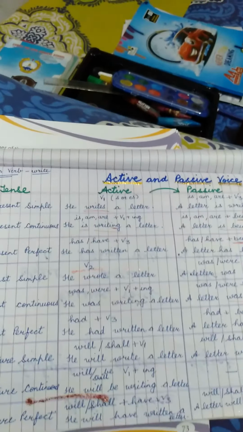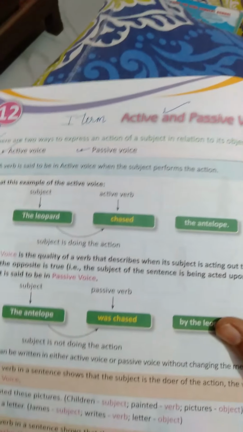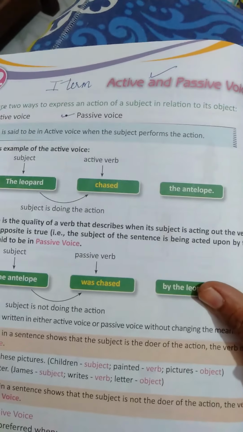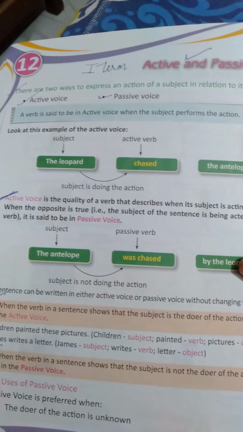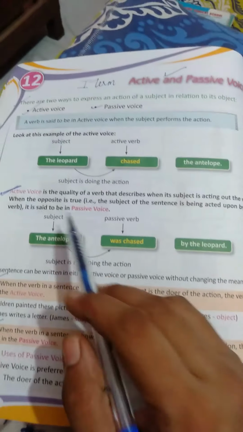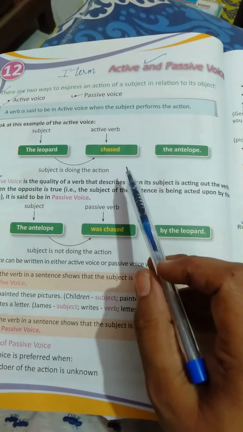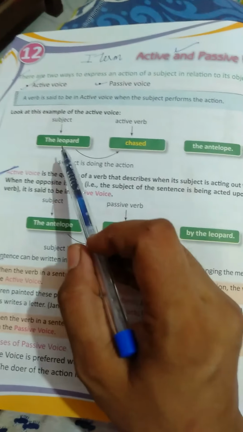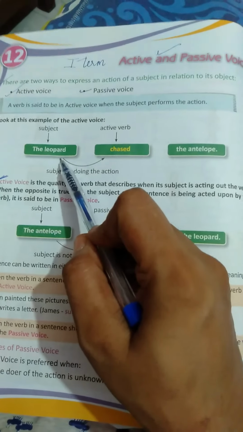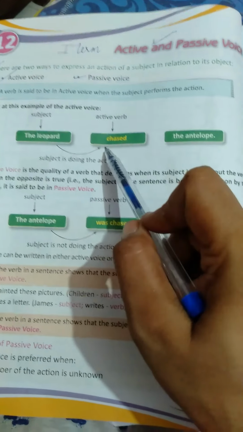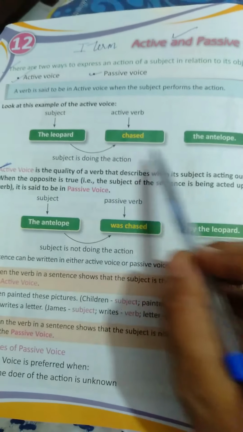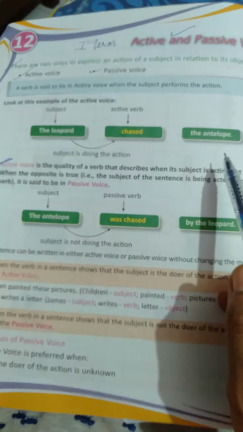Okay? Now in the book, write down first term, active and passive voice. Lesson number 12, this is there in your first term. They have given one example, the leopard chased the antelope. Here, whenever the subject is active, doing something, then that is in the active voice. The sentence is in the active voice.